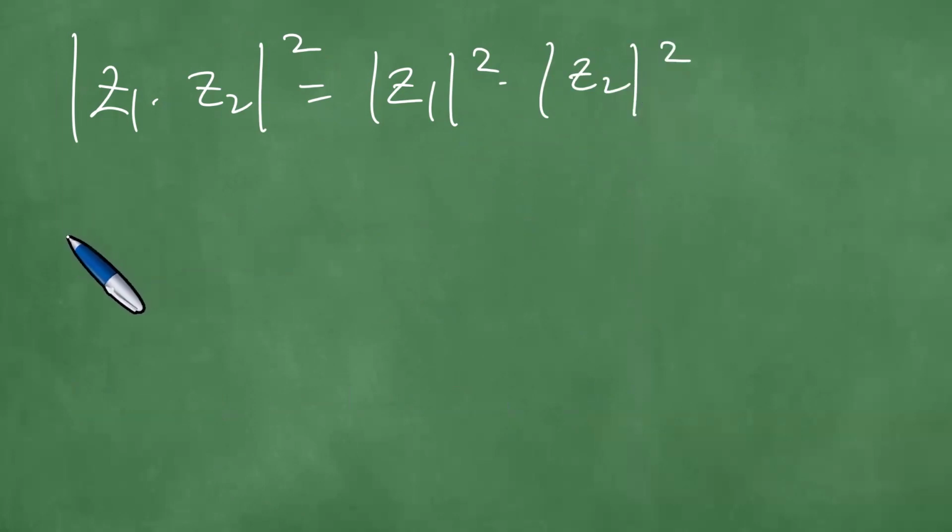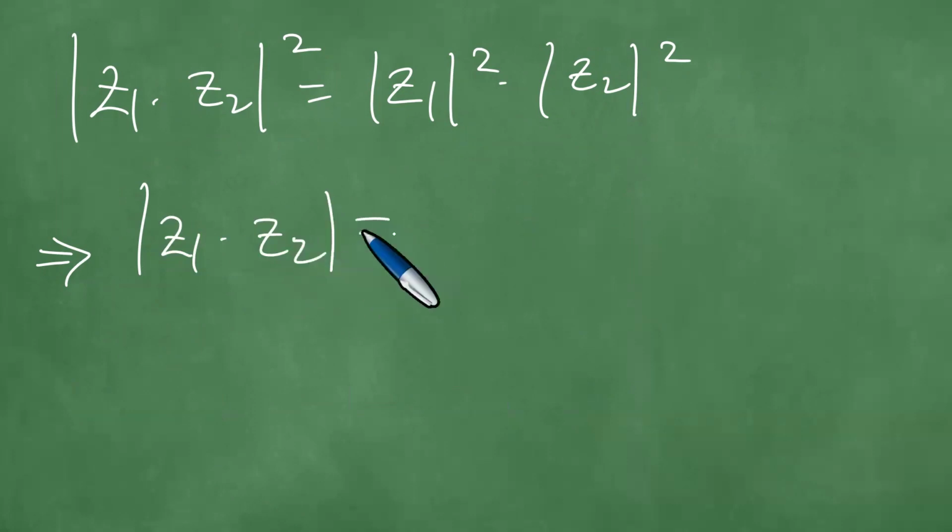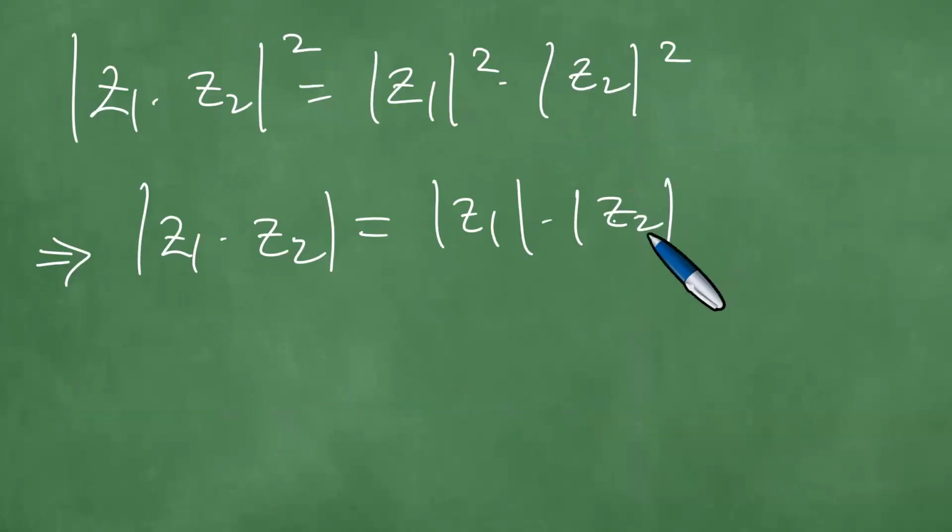Okay, so you can take the square roots both sides. If you take the square roots both sides, this becomes the modulus of Z1 Z2 equals the modulus of Z1 times the modulus of Z2. So we've been able to prove that the modulus of a product is the product of the moduli. Yes, the modulus of a product is the product of the moduli. Okay, just a note there.